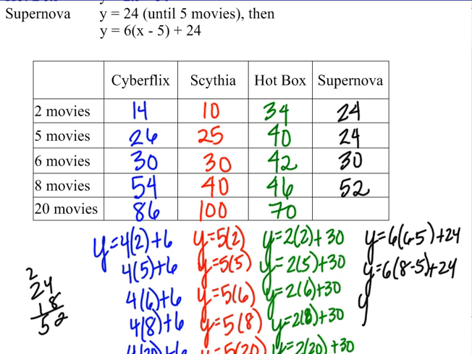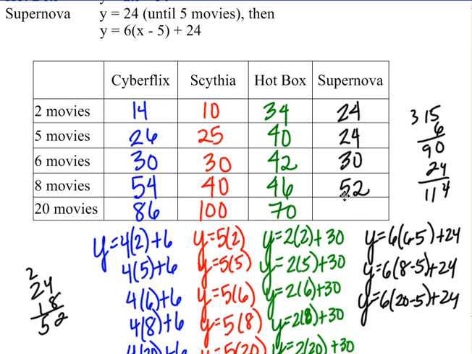And we're going to do it one more time for 20 movies. 20 minus 5 is 15. We got to figure out 15 times 6, which is 90. And 90 plus 24 is going to give us 114. Okay. So now what we're going to do is take a look at this and analyze and figure out where the better deal is. So I'm going to use a highlighter for this.